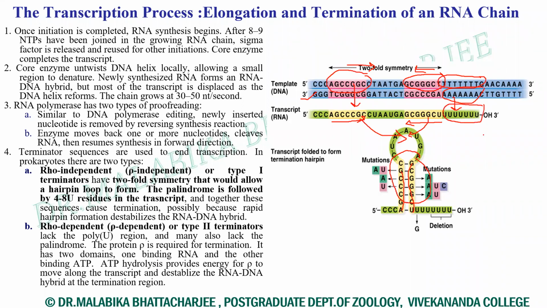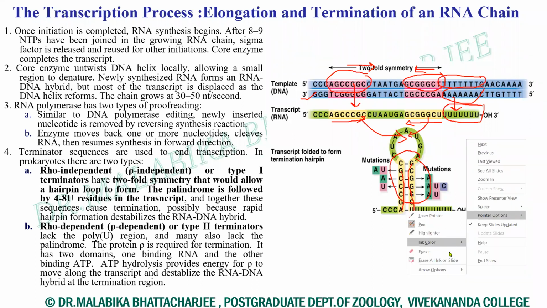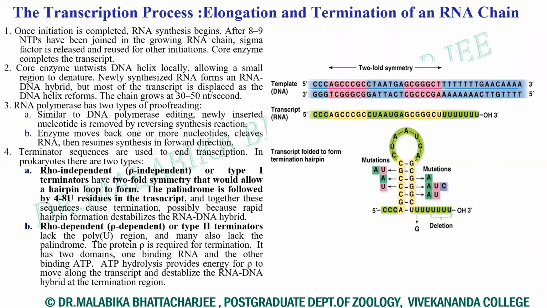So in case of rho-independent terminators, two things are to be noted. The first thing is that there is a two-fold symmetry which is copied into the RNA, so that portion of the single-stranded RNA can pair with each other. And then we have a poly U site. So this is T, the coding strand, so instead of T, we'll be having U in the RNA. So we have a poly U site. These two factors are essential for rho-independent termination.